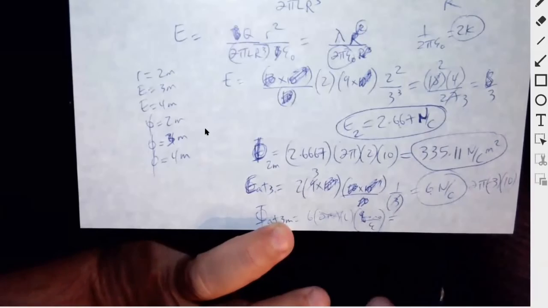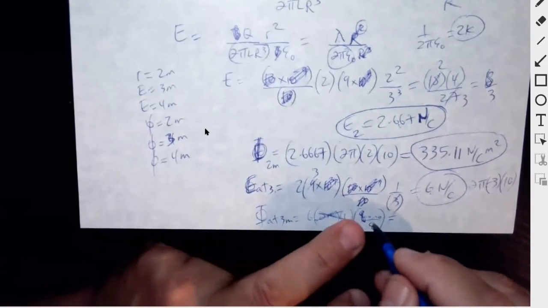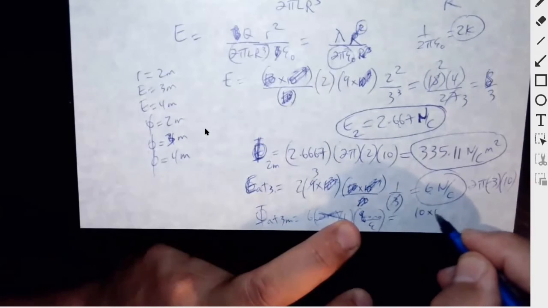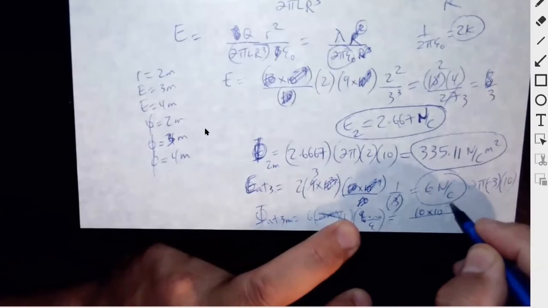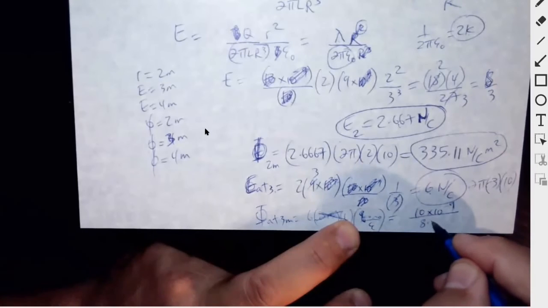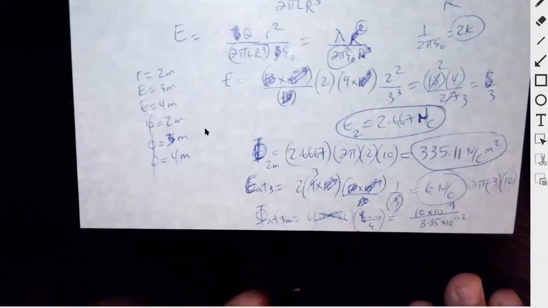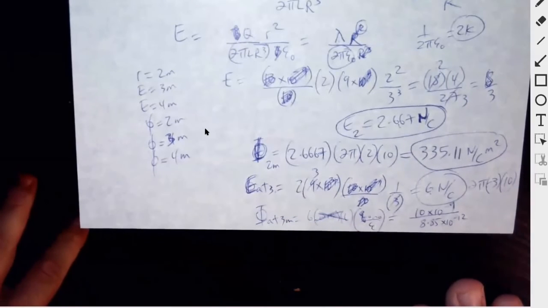The other way would be 6 times 2 pi R, and R is 3 times L. You see? So with flux, you're a little bit more flexible how you want to do it. With Q enclosed over E0, I just do 10 nanocoulombs over 8.85. Oh, actually, that's the same flux as for the sphere.